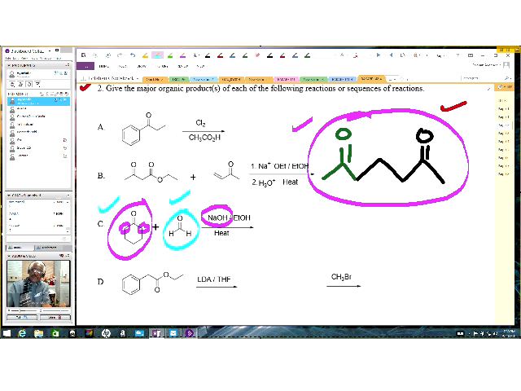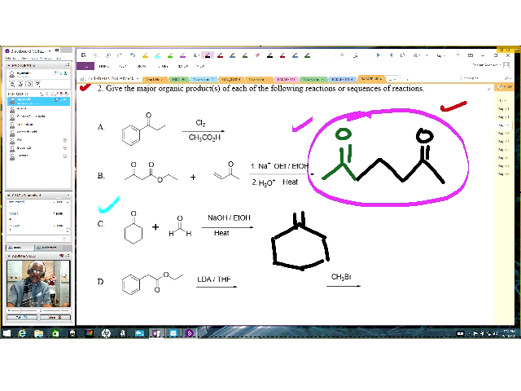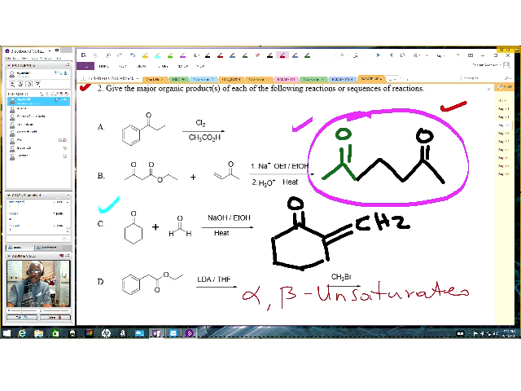Okay, now what will be the product? Let's see. Take this out. What will be the product? We told you that in an aldol condensation you have two carbonyl compounds, at least one of which must contain an alpha hydrogen, reacting to form an alpha-beta unsaturated carbonyl. In this case, you are going to form this here. If you look at this here, this is an alpha-beta unsaturated ketone.